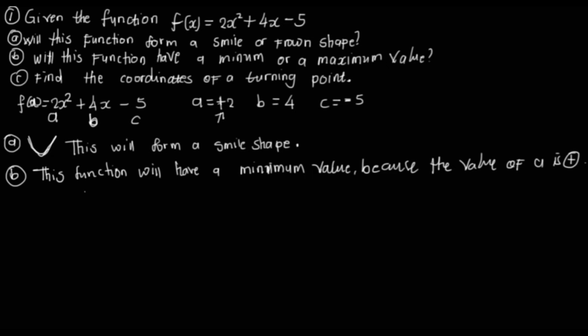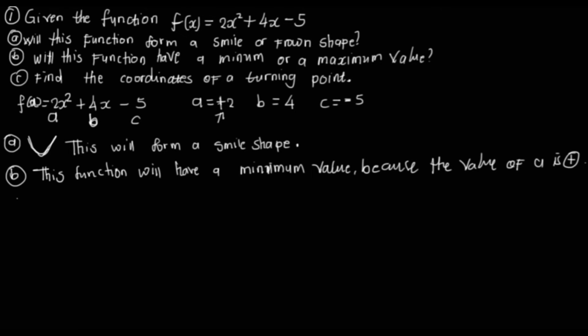So we can identify the type of the shape and also the type of value that a particular function can give us depending on the sign of a. If a is positive, we have a smile shape and a minimum value, while if a is negative, we have a frown shape and a maximum value. Then from there, we can move on to question C.